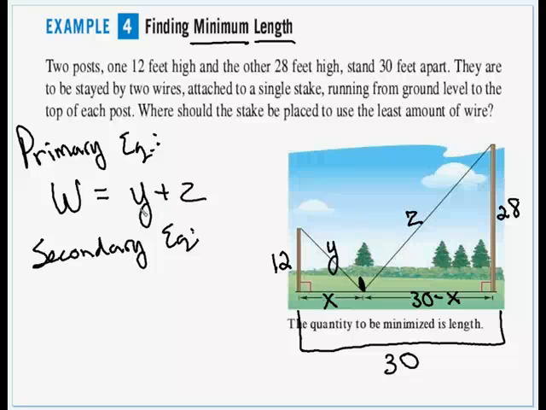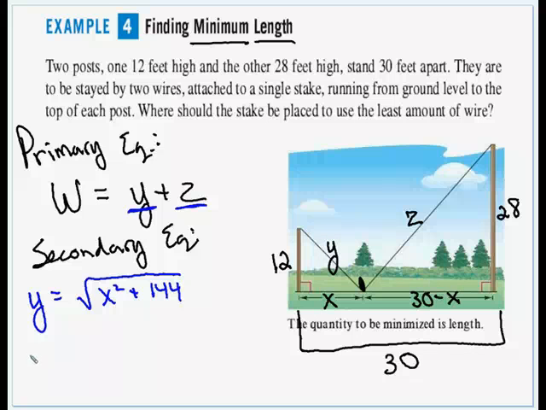So here in our primary equation we have a y variable and a z variable. Well, let's solve that first triangle, the triangle on the left, for y. If we work with the Pythagorean theorem, y equals, that's the hypotenuse of this right triangle, so that's going to be the square root of the legs squared and summed, or x squared plus 12 squared, or 144. So there's a secondary equation that gives us another way to express y.